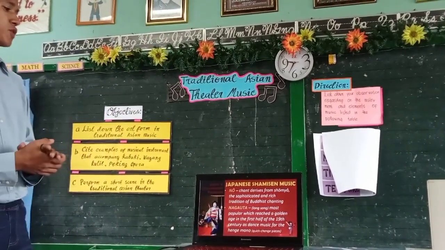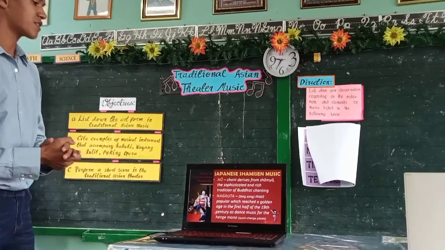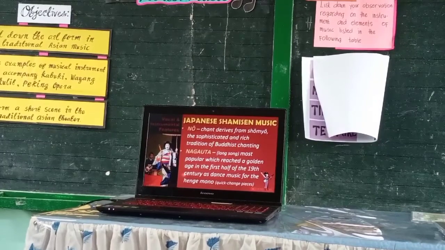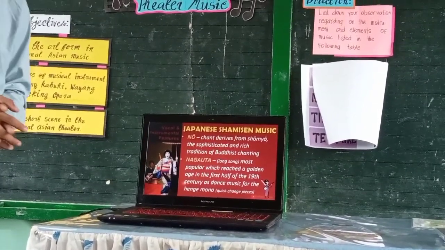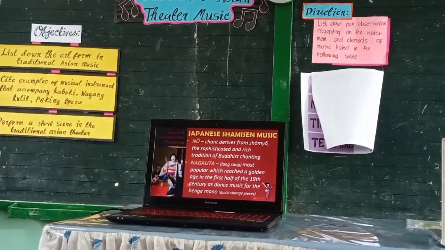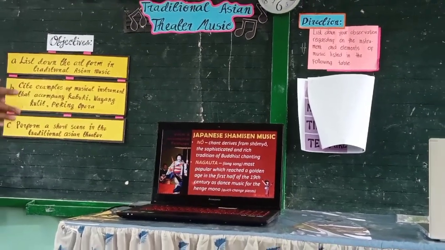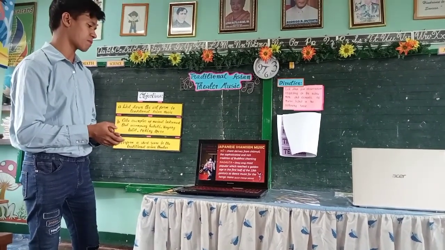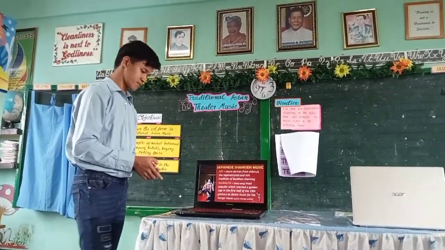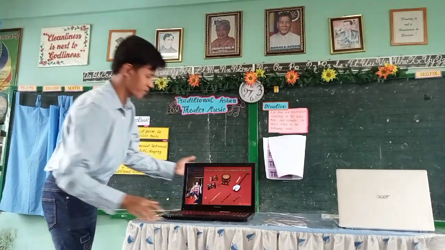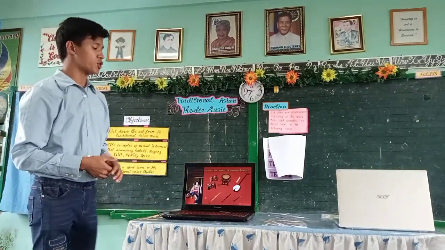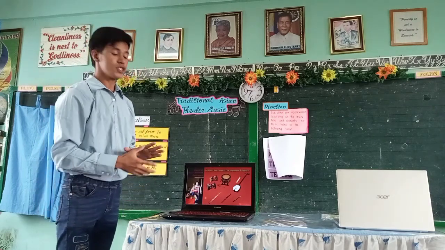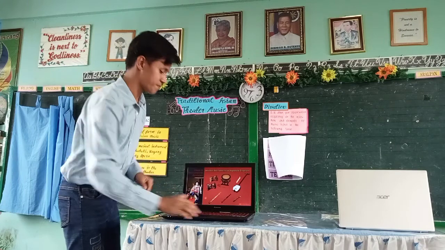In Japanese shamisen music, there is chant derived from the shomyo, that sophisticated and rich tradition of Buddhist chanting. Next is Magwata. It is a long song, most popular, which reached a golden age in the first half of the 19th century. Now let's proceed to the musical instruments of Japanese theater. Later on, we will discuss them one by one.